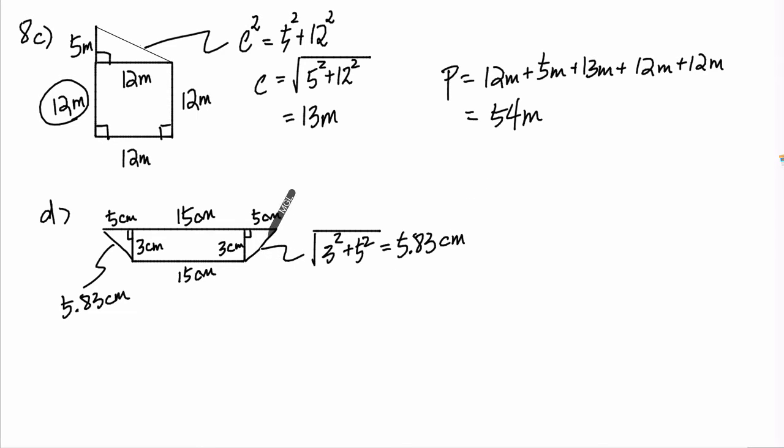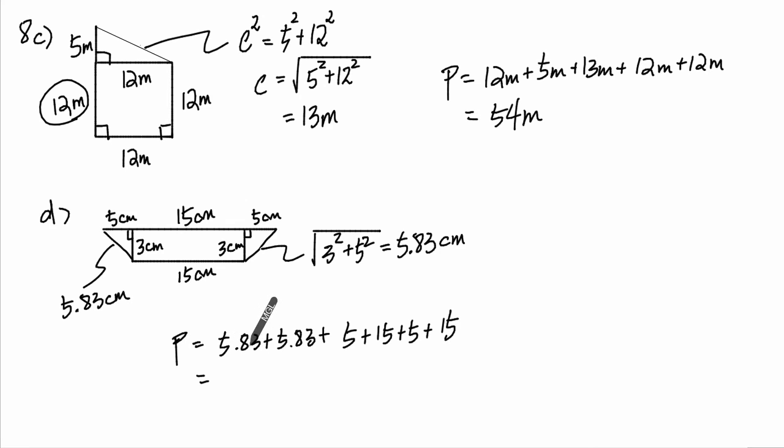Once we have found the length of those diagonal sides, what we can do is add up all the little sides here to get the perimeter of the compound shape. I'm going to start with the 5.83. In fact, there's two 5.83, right? So 5.83 plus 5.83, just going to group those together. And then keep going here. Add 5, 15, 5, and 15. So 5 plus 15 plus 5 plus 15.